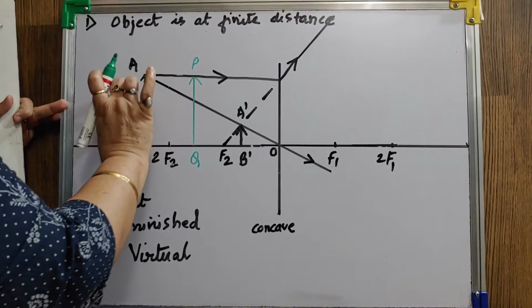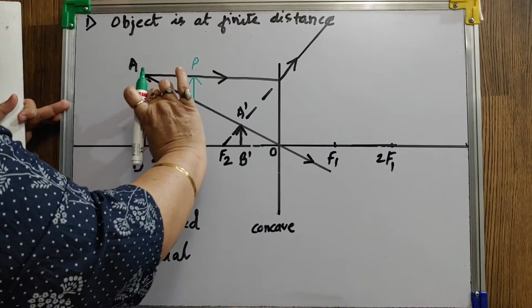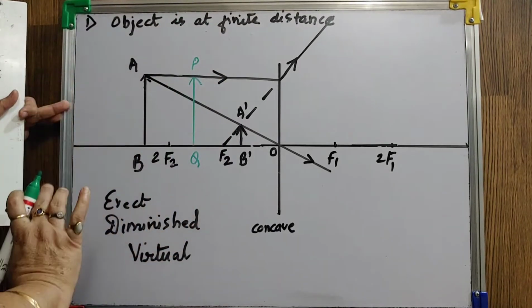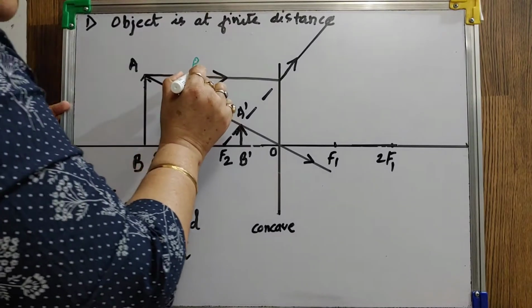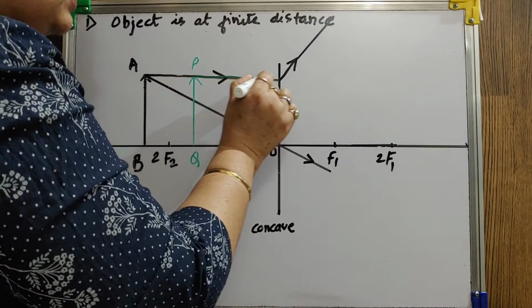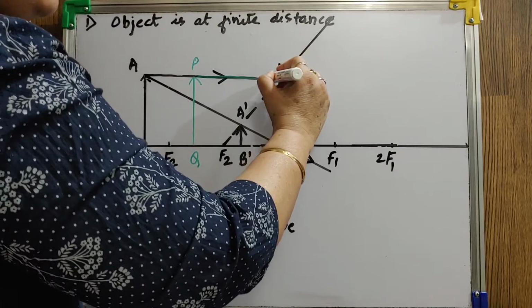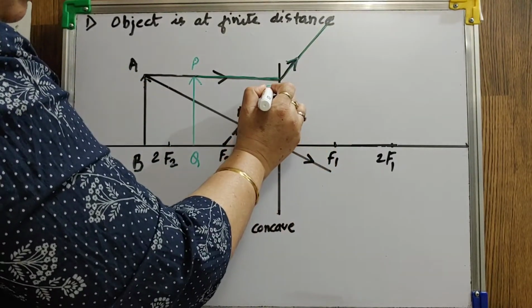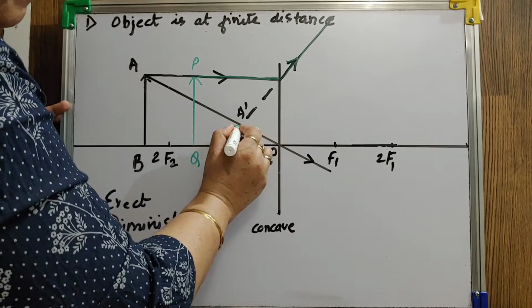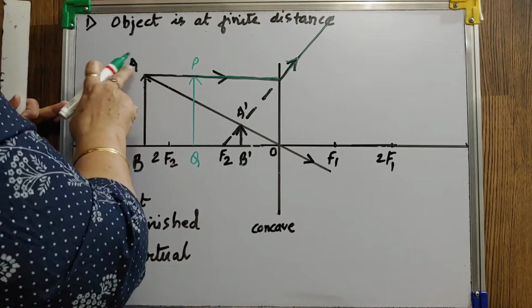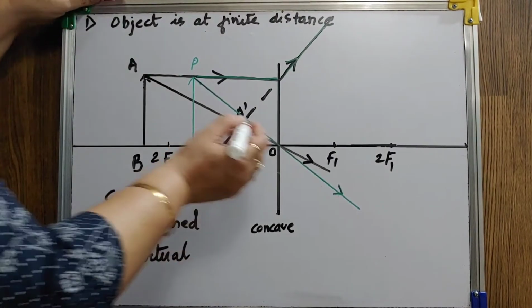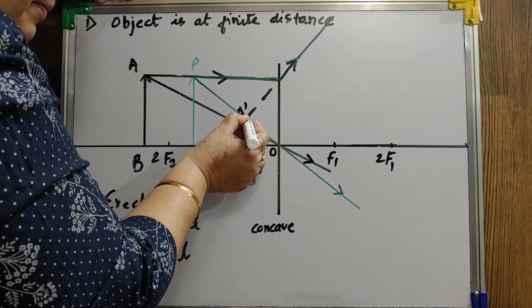Now suppose I am moving this object towards the right hand side. So now the new object I have taken is PQ. Now for PQ also, just concentrate, this ray will remain the same. This divergence remains the same. Backward movement also remains the same. Only this ray will change. So they meet here.